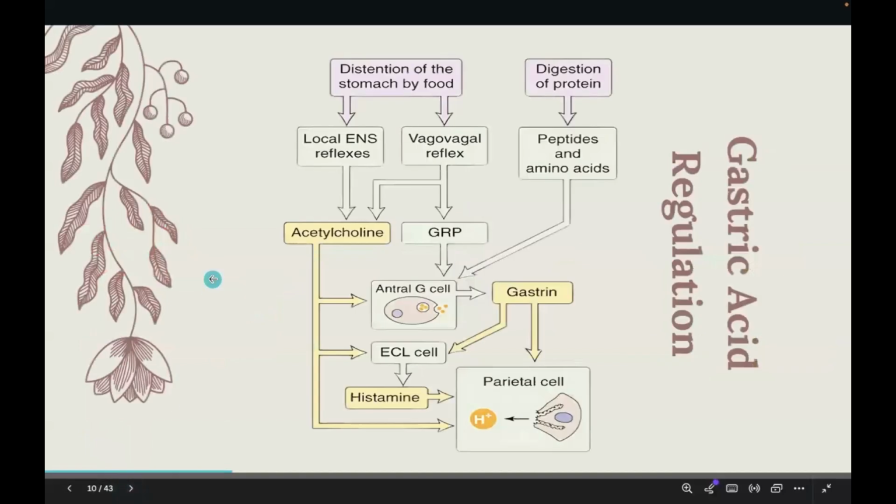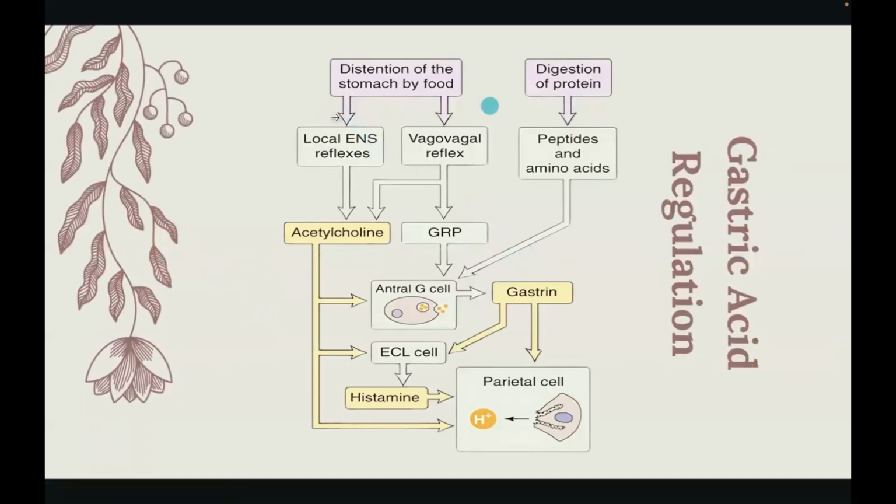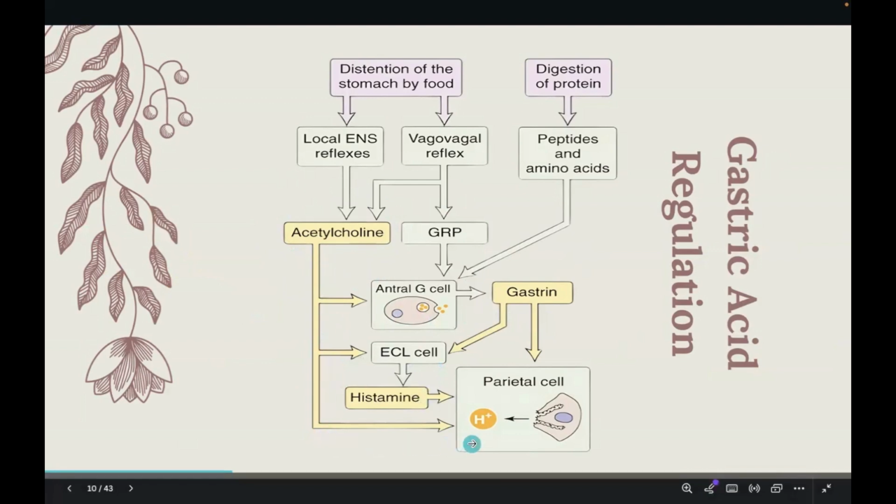This is why I took this diagram, which is really nice from your slides. So here you can see, and now these are the stimulus. We talked about them. Then you can see here the vasovagal reflex releasing acetylcholine. This local ENS reflexes, you don't really have to know what these are. You just need to know they're other nerves, just like the vasovagal. Anyway, both of them are going to release acetylcholine. And acetylcholine, again, is going to stimulate gastrin, ECL to release histamine, and directly the parietal cell. Okay?